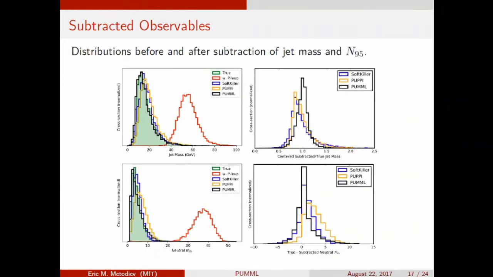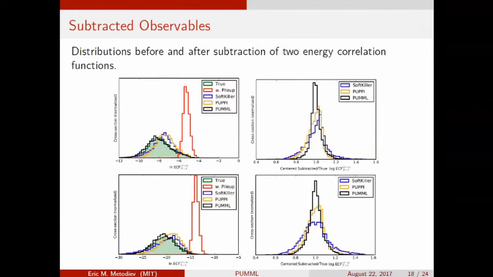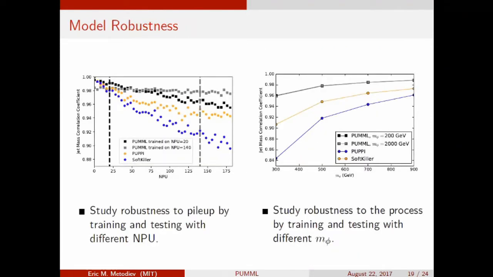Some other observables, mass. We also tried some energy correlation functions, and they all tell the same story, that we're doing rather well on reconstructing the observables. So you can ask the question, how robust is your model? If you train on one type of NPU and test on another, or train on one type of jet process produced by some scalar and test on another, how sensitive is your algorithm?